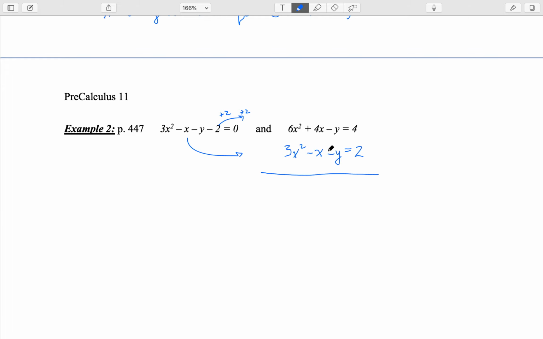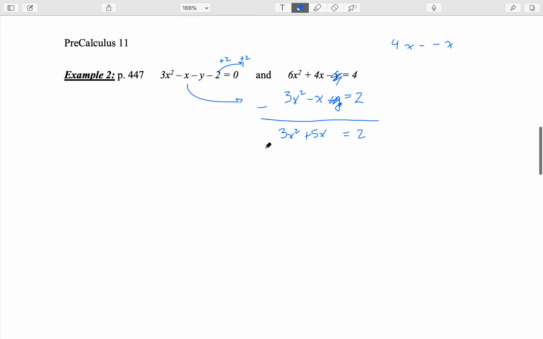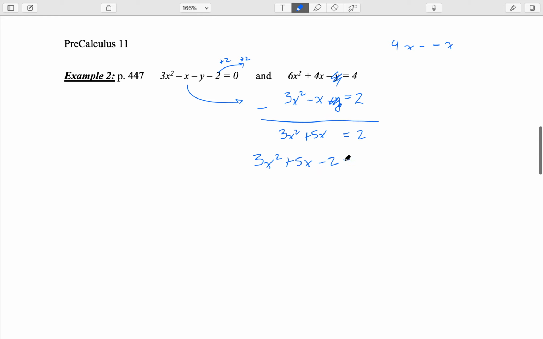Excellent. Now what? Add them? Subtract them? These are the exact same. I have to subtract. If I was to add them, they wouldn't cancel, right? So let's subtract. 6x squared minus 3x squared is 3x squared, done. 4x minus minus, that's going to be plus 5x. Minus y minus minus y, they're going to cancel each other out. 4 minus 2, 2. Move this over, and I should probably recognize this. 3x squared plus 5x minus 2 is equal to 0.